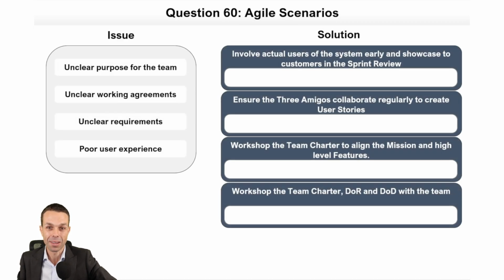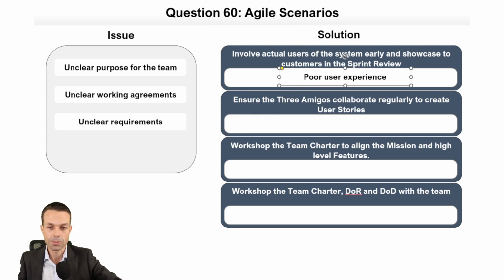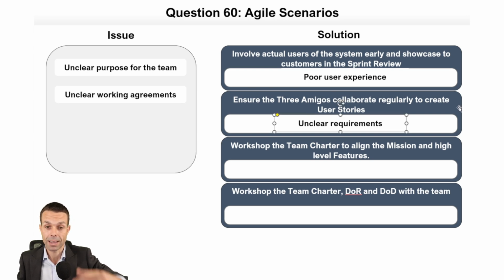Last one in this little section. Agile scenarios. Oh, wow. Okay, if we want to involve actual users of the system early and showcase to the customers in the sprint review, that sounds like we want to do that if we have a poor user experience. Now, if we're ensuring the 3 amigos collaborate regularly to create the user stories, we're going to do that if we have probably unclear requirements. So to get clear on requirements, we can get our 3 amigos together to collaborate regularly.